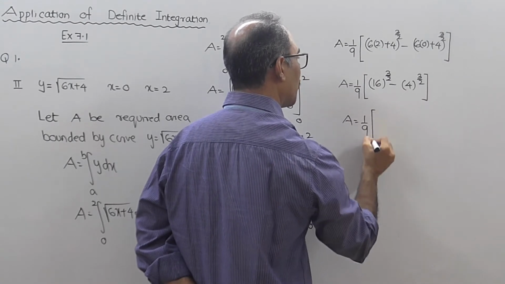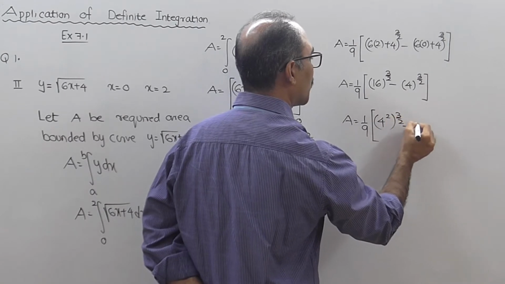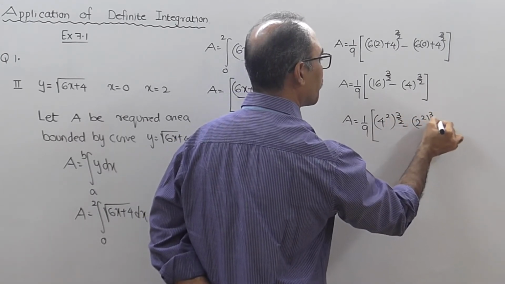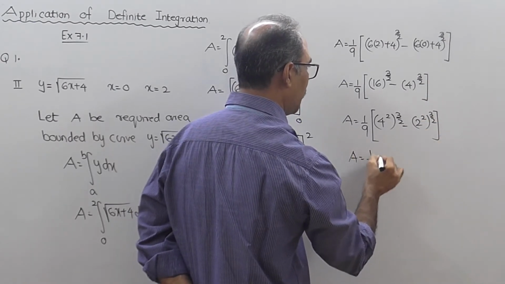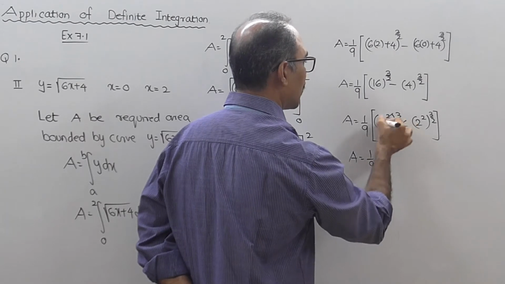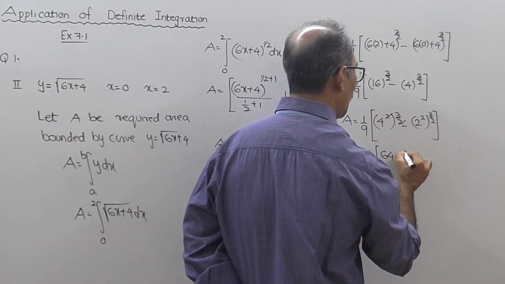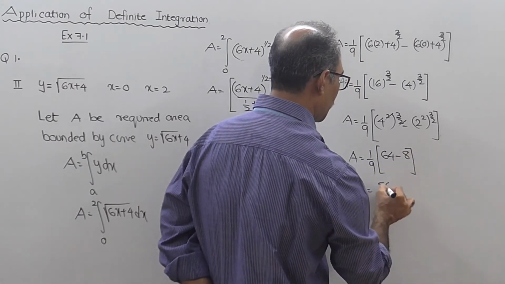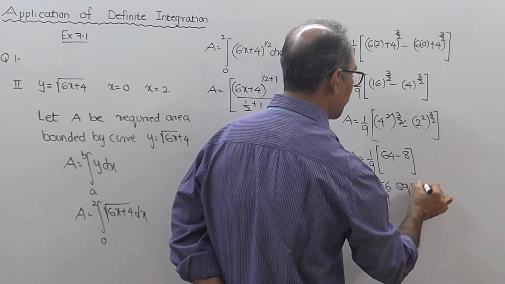Area equal to 1 upon 9. 16, we can write it as 4 square raised to 3 by 2. 4, we can write it as 2 square raised to 3 by 2. So the area will be 1 by 9. The powers will cancel. 4 cube will be 64 and 2 cube will be 8. So the area will be equal to 56 upon 9 square units.